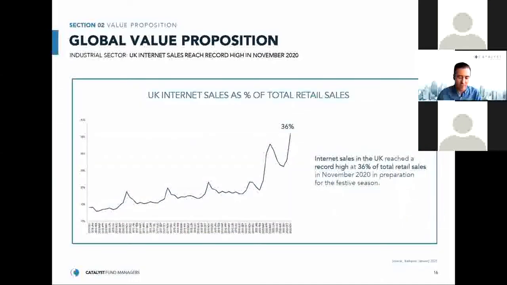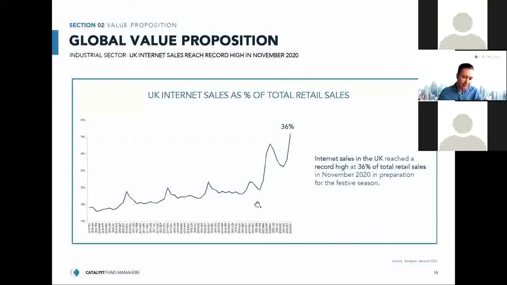Maybe just to give one more example, something that I think we can all relate to is e-commerce and online retail. Now, this chart over here shows UK internet sales as a percentage of total retail sales for the last couple of years. What you can see is that there's been an ever-increasing trend of internet sales making up a bigger proportion of total retail sales in the UK. Now, what does it mean for real estate?